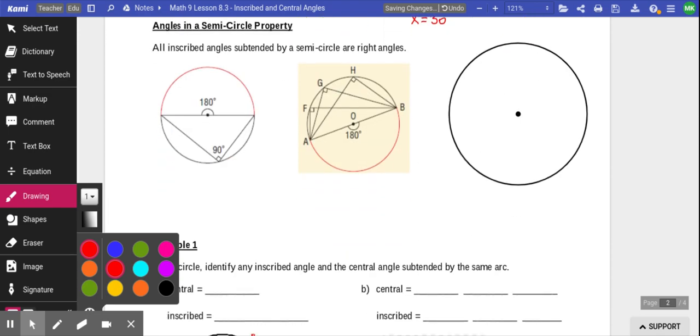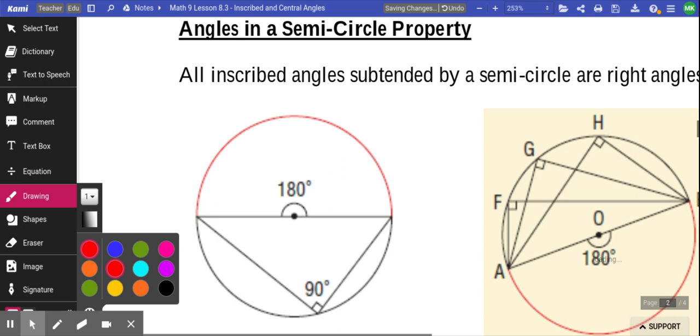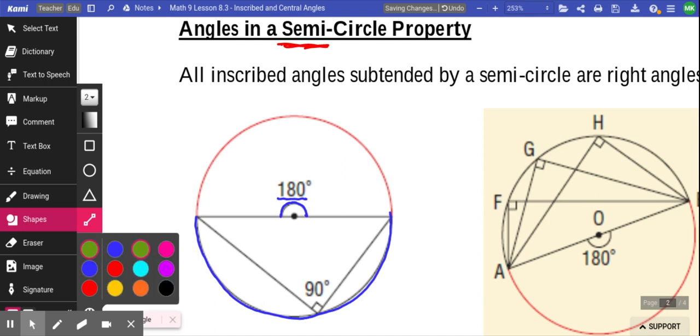So semicircles have another property. So a semicircle means half a circle. So if you had something like this right here, this is half a circle. Because you're using half of a circle, you need to understand that the central angle from one end of the circle to the other would be 180 degrees because that's what creates a straight line. Therefore, any triangle that you build that goes from one point of the semicircle to the other point of a semicircle will always create 90 degrees.